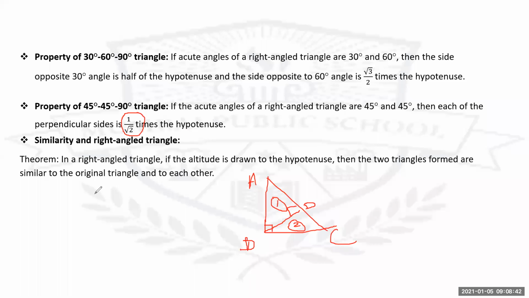This is the similarity and the right angle triangle. Understand the property of similarity and the right angled triangle. Is this clear? So let's move ahead now. Let's move ahead to the other part.